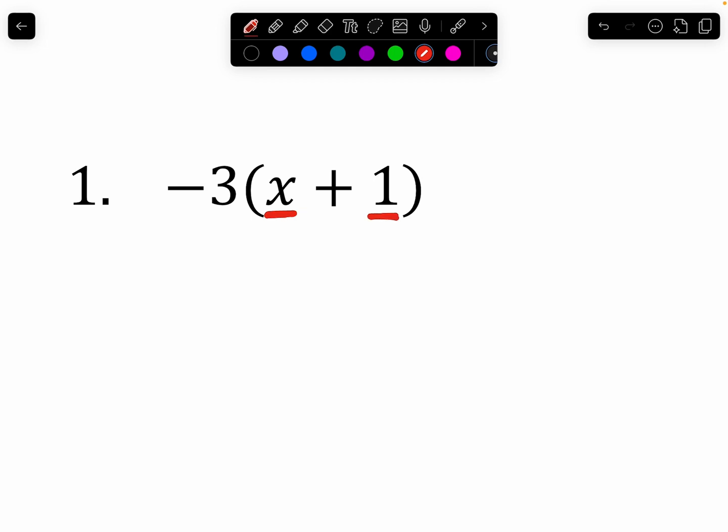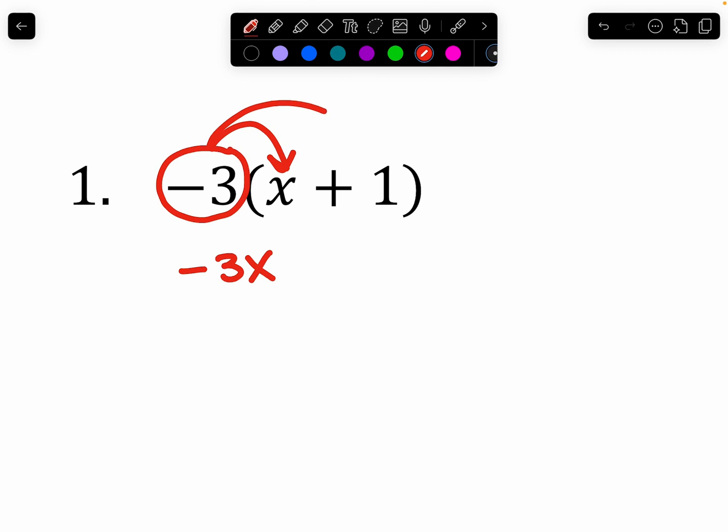I cannot combine my x and my 1 together because one is a variable and one is not. They are not like terms, so I cannot actually take care of the parentheses. So what I need to do is take this negative 3 on the outside, and I need to multiply it by both the x and by the plus 1, but we're going to do that separately. Negative 3 times x is negative 3x. They just get squished together. I know you can't see me, but I just clap my hands together. They just get squished together.